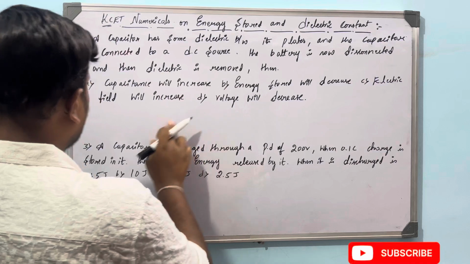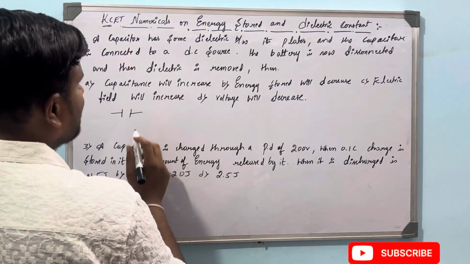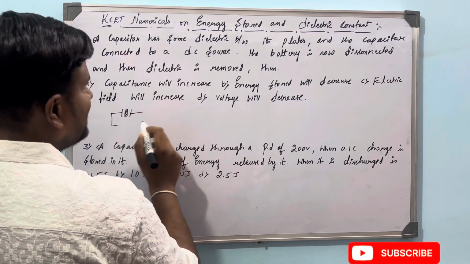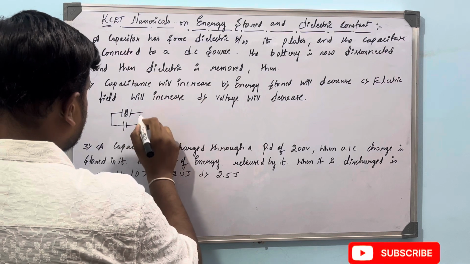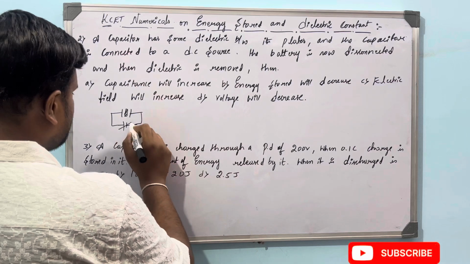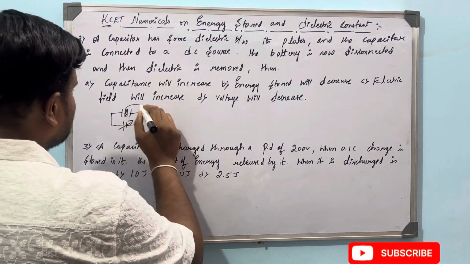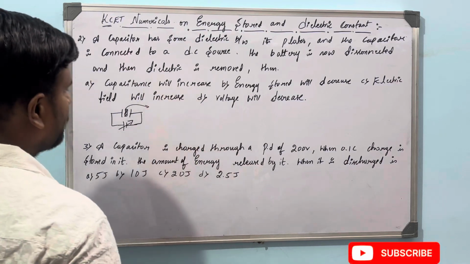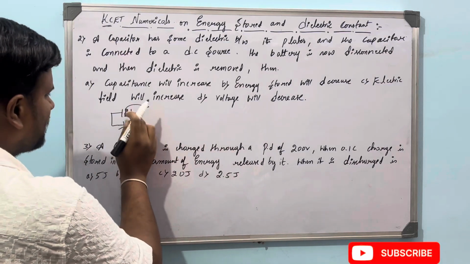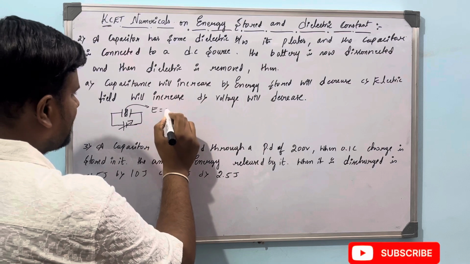So what they are saying is, the capacitor has some dielectric between the plates, and it is connected to the DC source. Now the battery is disconnected, and then the dielectric is removed. What happens? Obviously, by observation, in the presence of a dielectric, the electric field decreases.